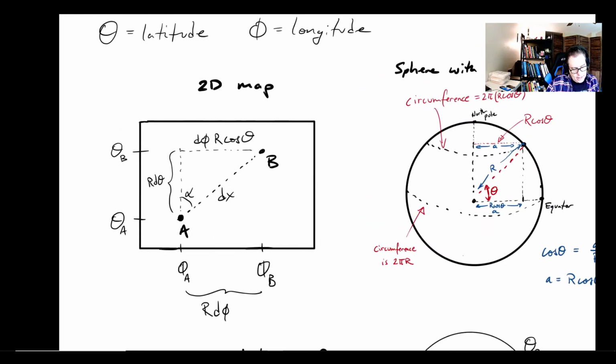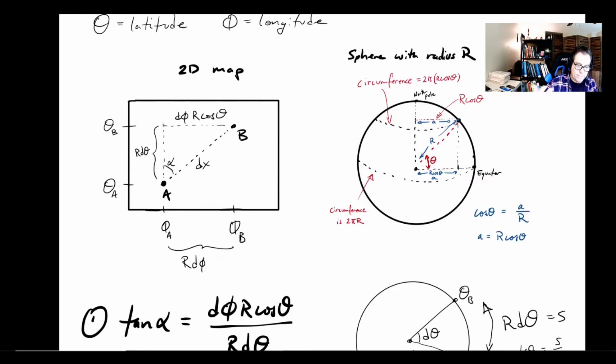So the next thing I'll explain is, how do I get this length over here on this side of this triangle in the 2D map, d phi r cos theta. So I have some difference in the longitudes, longitude at point B and longitude at point A, and subtract them, and I get this differential change in the longitude. But as you change latitude, this distance becomes smaller or larger depending on whether you're going north or south because of the curvature of the Earth or sphere.